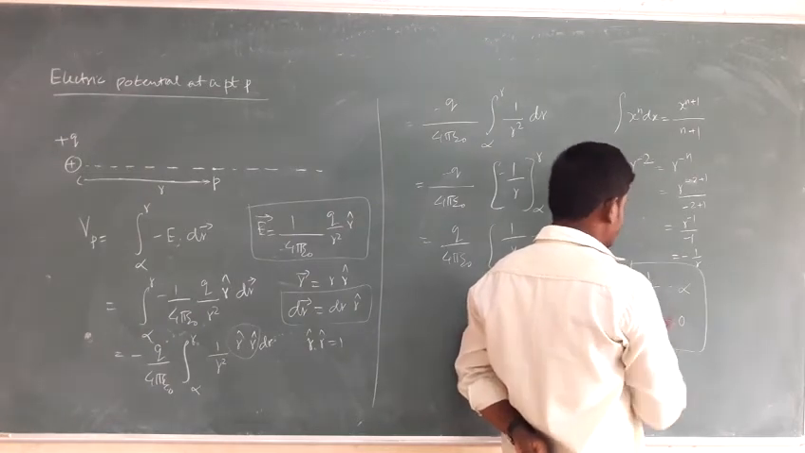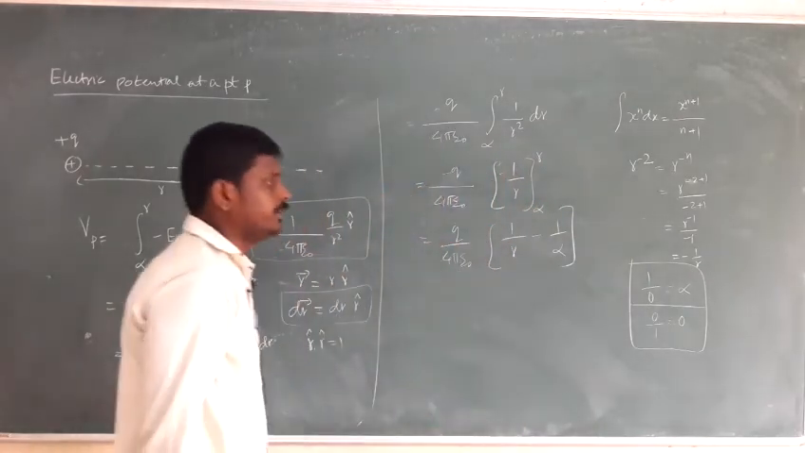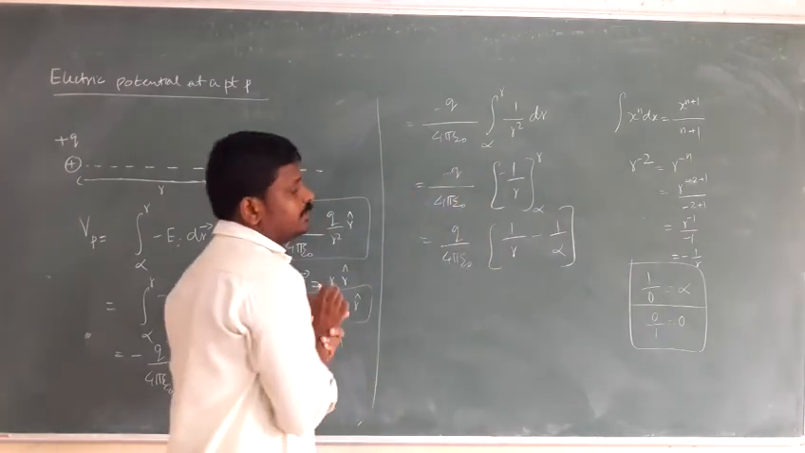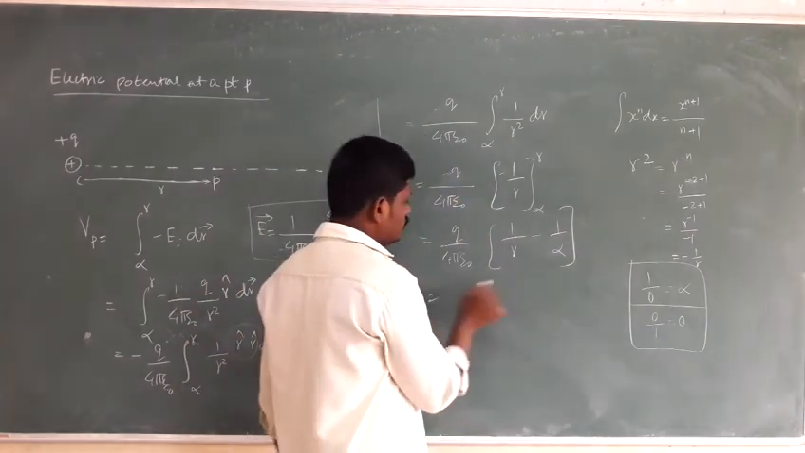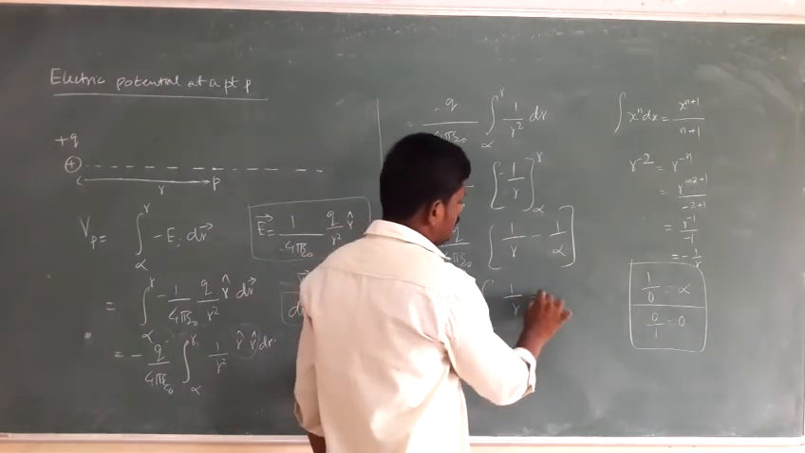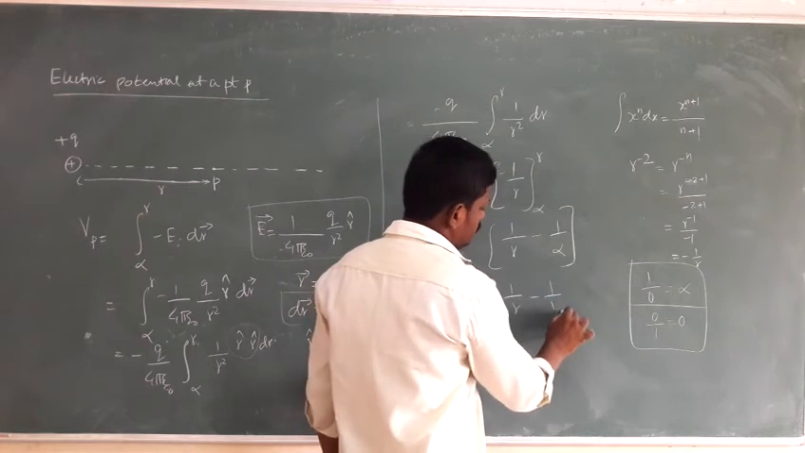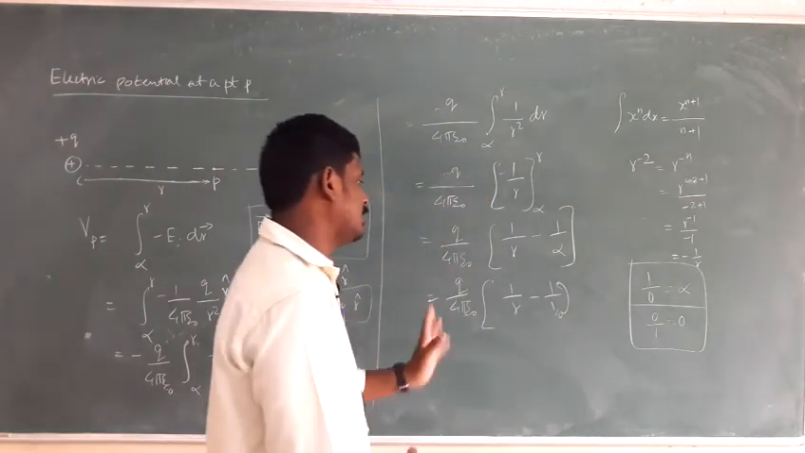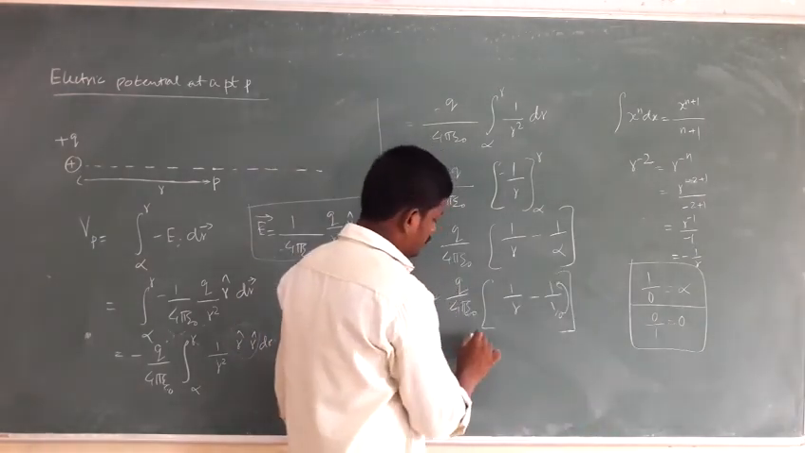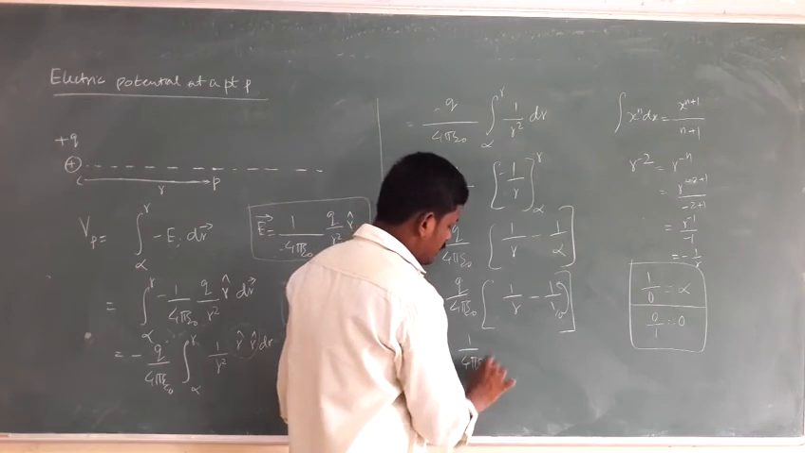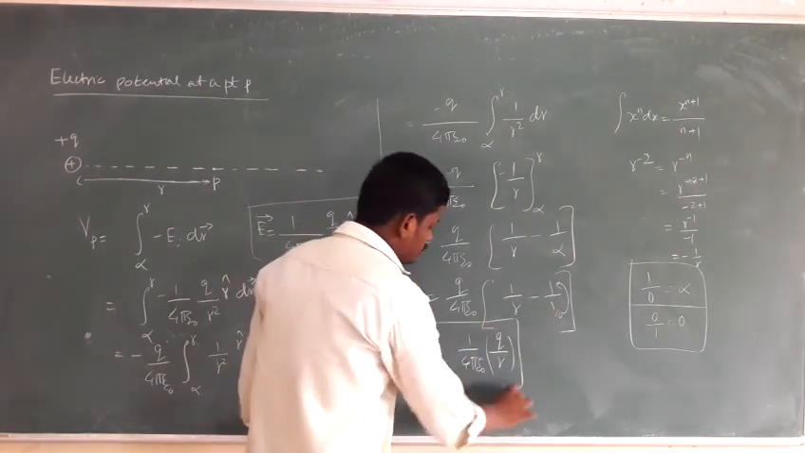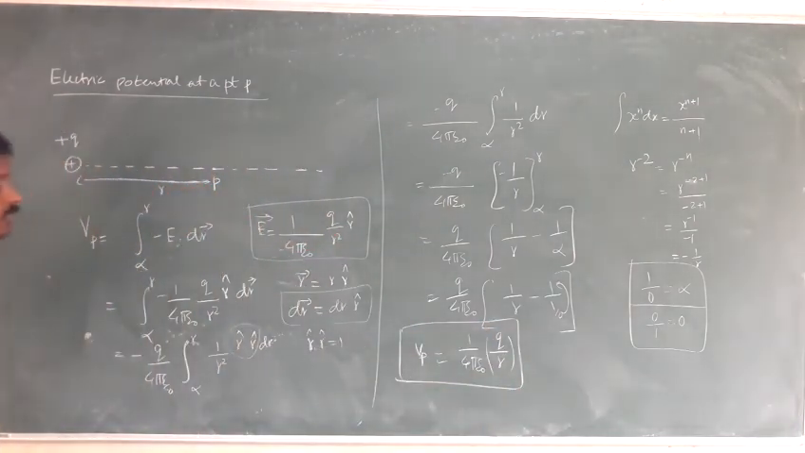You need to know these two things. In many derivations we are using that number by 0 is infinity, 0 by number is 0. So Q by 4 pi epsilon naught, 1 by r minus 1 by infinity, and 1 by infinity is 0. So you will get finally 1 by 4 pi epsilon naught Q by R. So the potential at P is equal to 1 by 4 pi epsilon naught Q by R.